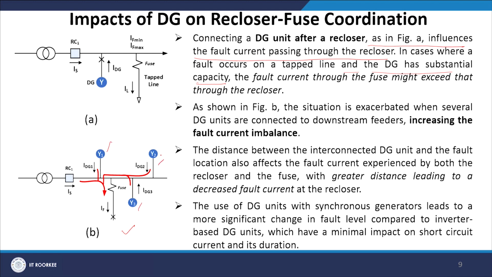The distance between the interconnected DG unit and the fault location also affects the fault current experienced by both the recloser and the fuse, with greater distance leading to a decreased fault current at the recloser. The use of DG units with synchronous generators leads to a more significant change in fault level compared to inverter-based DG units, which have a minimal impact on short circuit current and its duration.